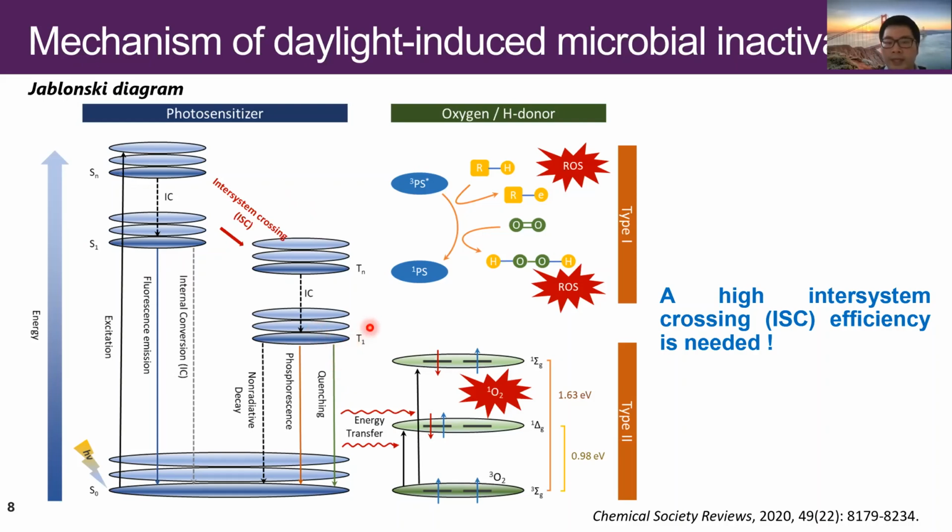Then they have 2 pathways that can generate reactive oxygen species. They have the type 1 reaction, which we usually call the electron transfer pathway, and they have the type 2 pathway. Both type 1 and type 2 pathways can generate reactive oxygen species. But the problem is we need a high efficiency of inter-system crossing. If we have a high efficiency of inter-system crossing, then we can generate more reactive oxygen species, which means that we have a higher antimicrobial property.